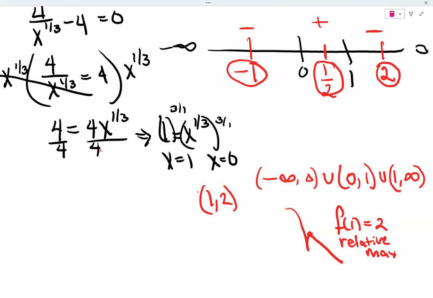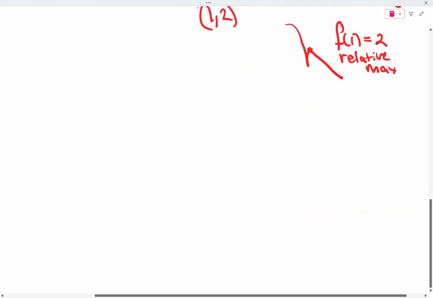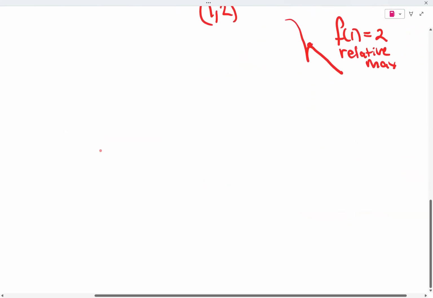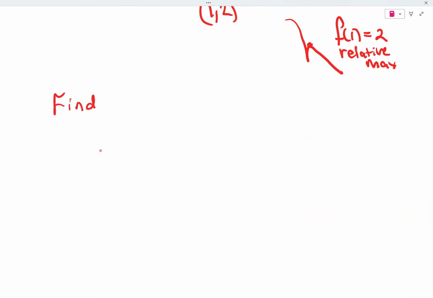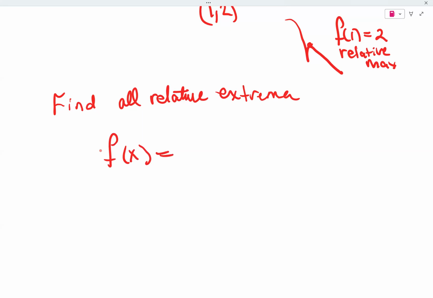So I want to talk to you about an example about bike sales, and then another example about relative extrema that has a little bit more of an inflection point. So I'm going to start with that one real quick. So the question that they're asking us here is to find all relative extrema. And they're giving us the function f of x, and that's equal to x to the third power e to the x.